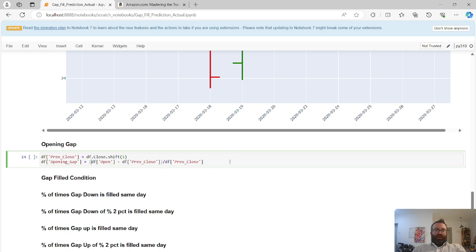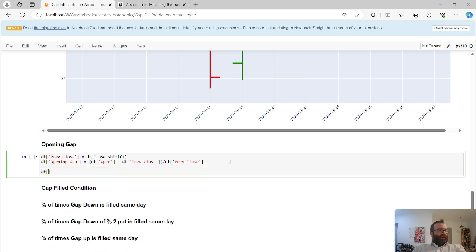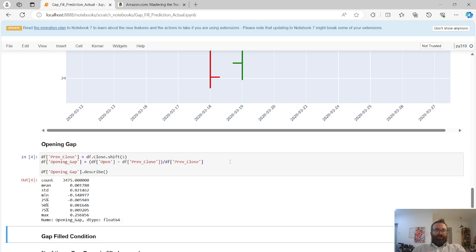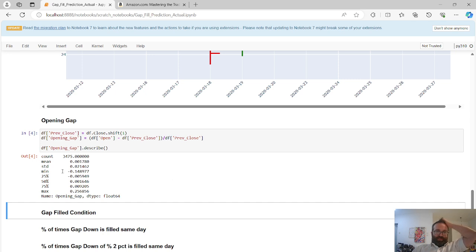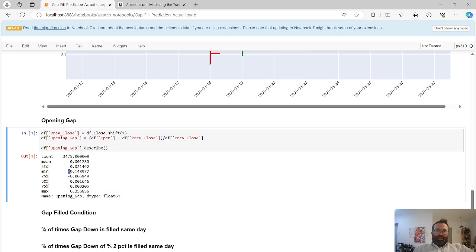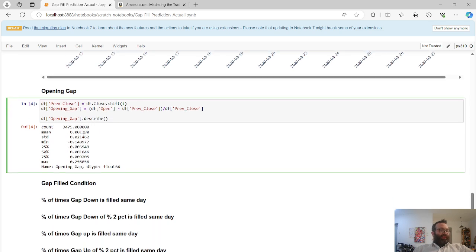We can do df opening gap dot describe. So as you see, 50% of the time, the average opening gap is a little over 0.1%. The biggest gap was a 25% one, and the smallest was a negative 15% one. So this is just a way to calculate the gaps.